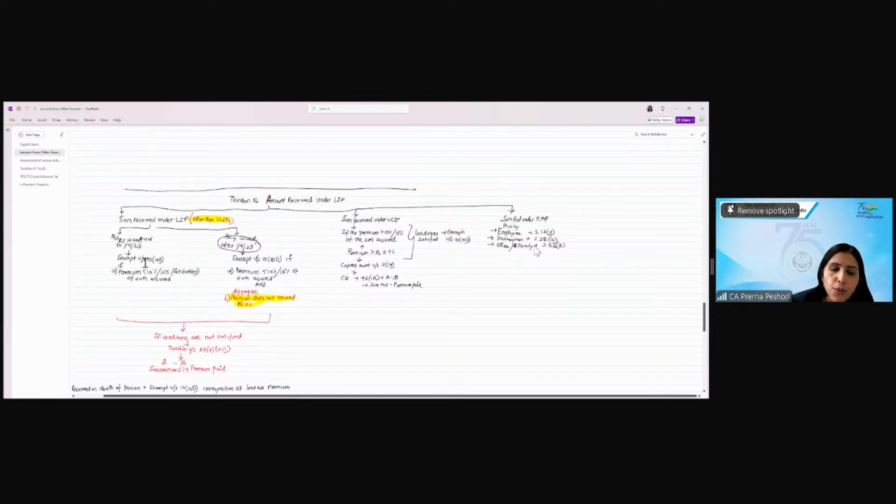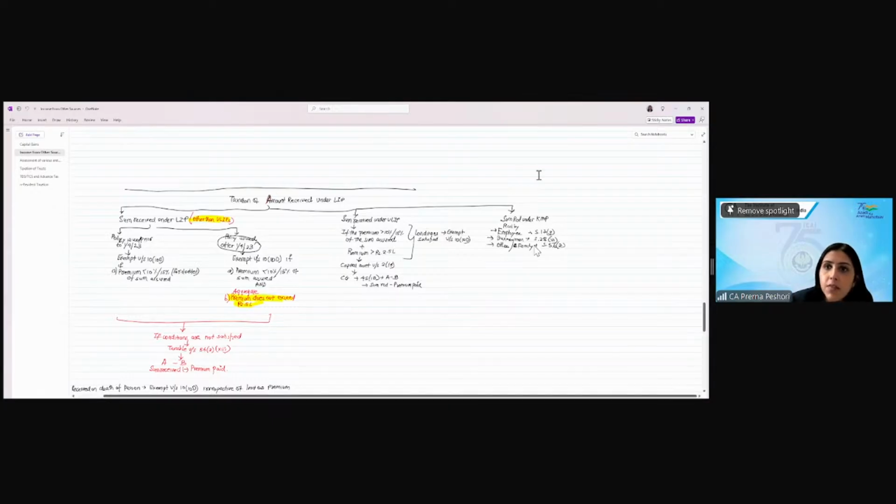What was the threshold for ULIP? It was 2.5 lakhs. Correct. So if the sum is received under ULIP, the condition is 10 or 15% plus premium of 2.5 lakh. If it is more than that, then it will be a capital asset and there will be capital gain. So that is about the insurance.